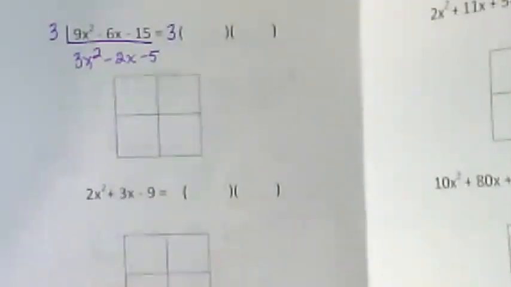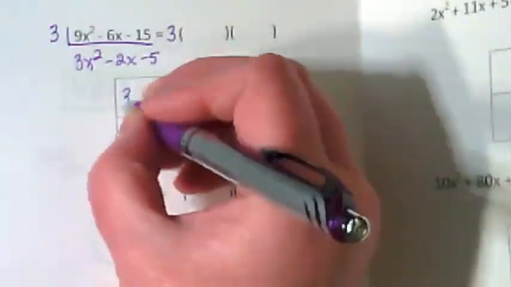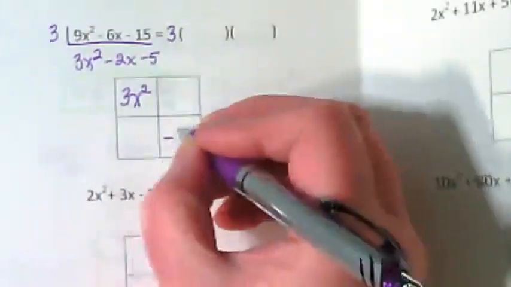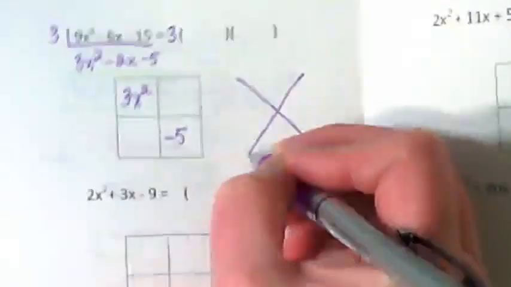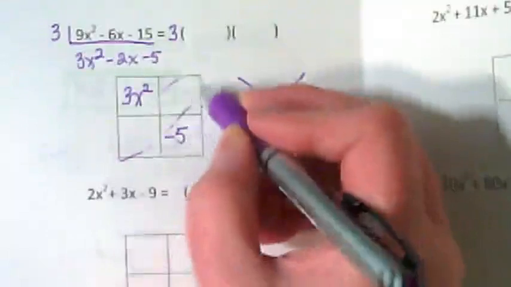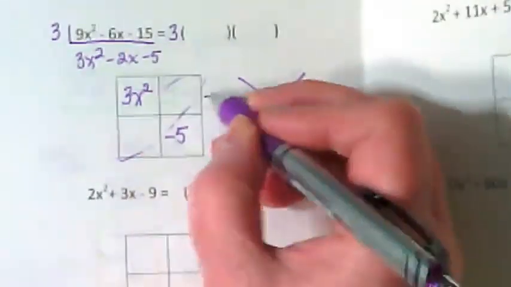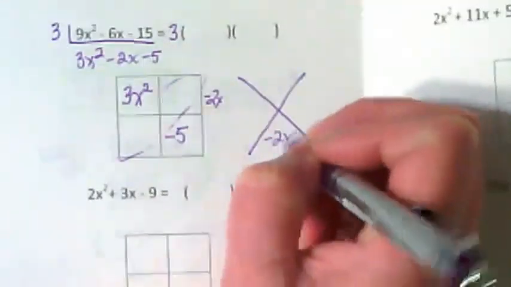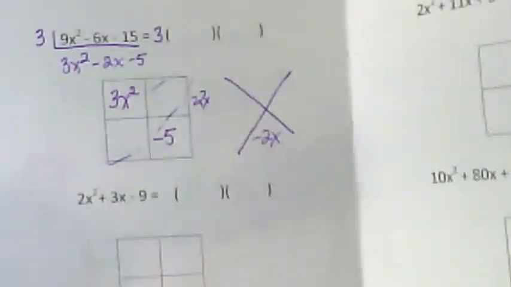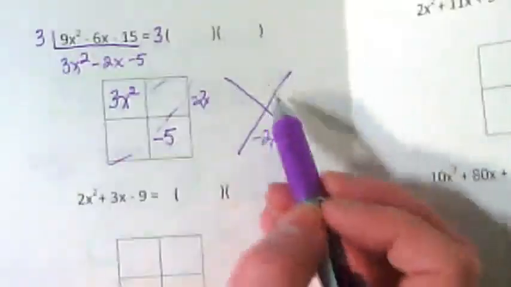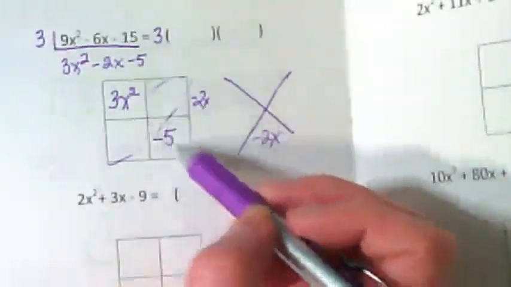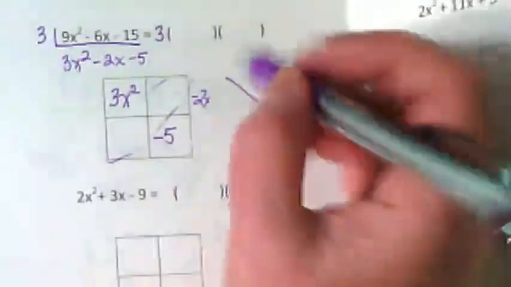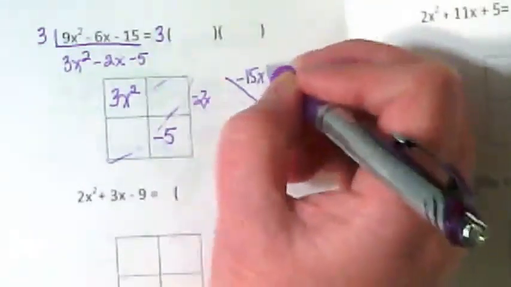And then we're going to start using that box to unpuzzle this. We start by putting the squared term here and the constant here. We know that what's missing is our diagonal here, and that is going to equal the center term. So let's put that down in the base of our X puzzle. What are we going to put in the multiplied part of our X puzzle? We're going to multiply these terms, and we'll get negative 15x squared.